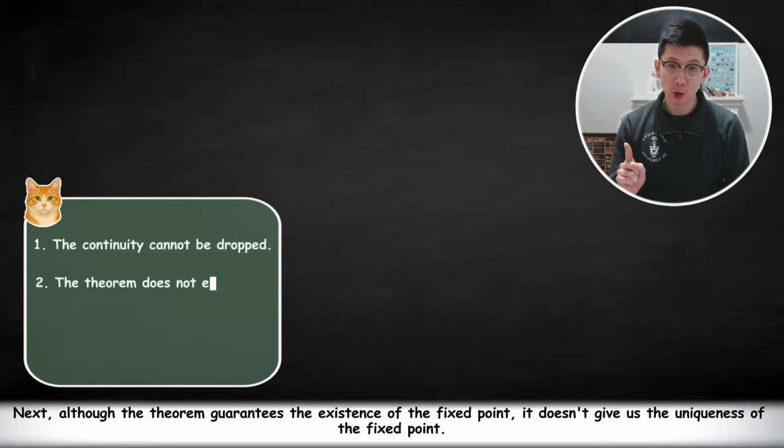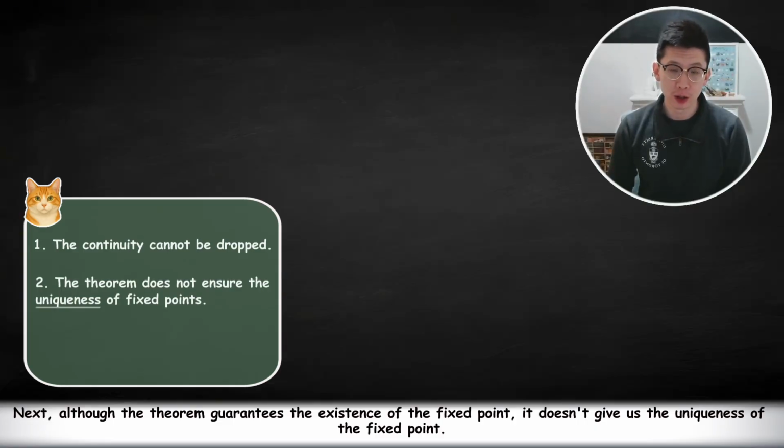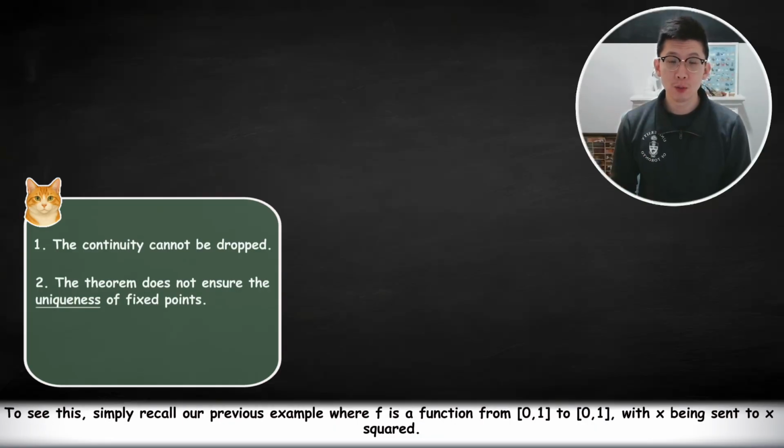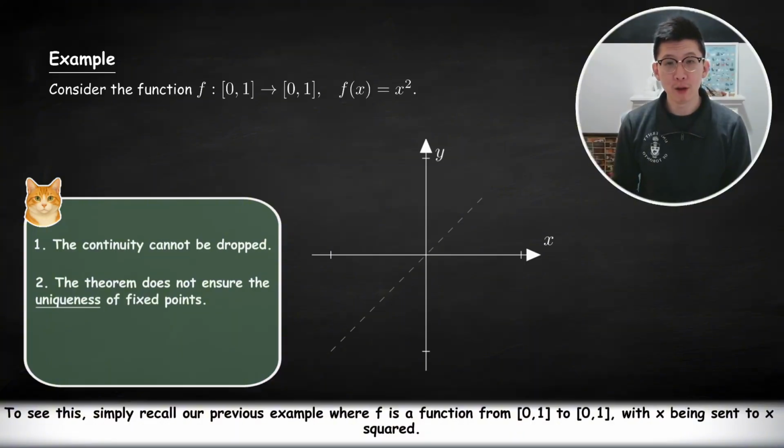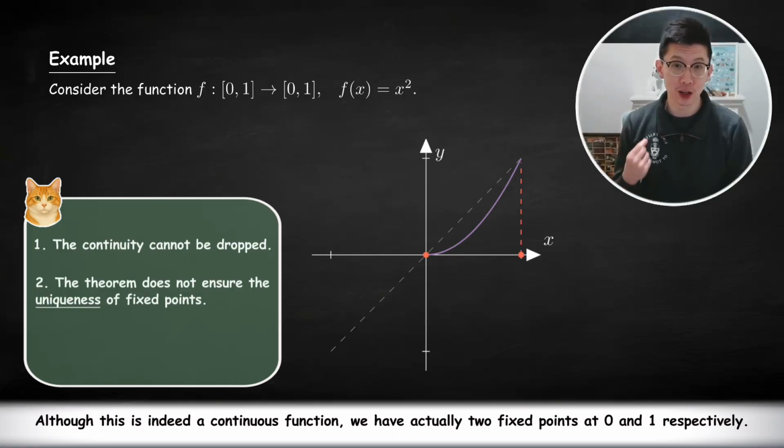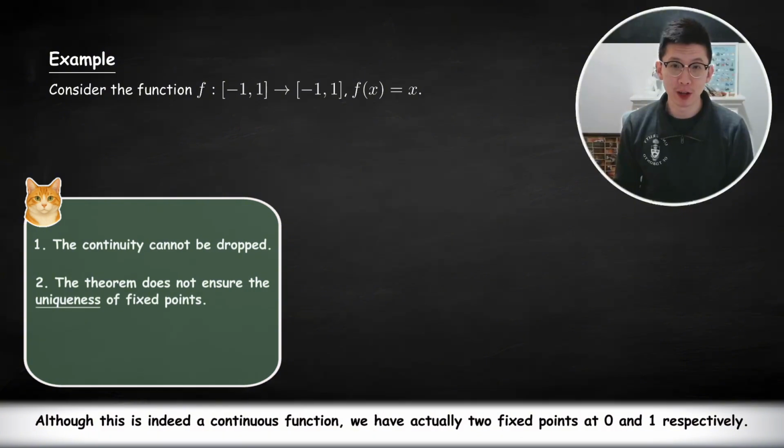Next, although the theorem guarantees the existence of the fixed point, it doesn't give us the uniqueness of the fixed point. To see this, simply recall our previous example where f is a function from [0, 1] to [0, 1], with x being sent to x squared. Although this is indeed a continuous function, we have actually two fixed points, at 0 and 1 respectively.